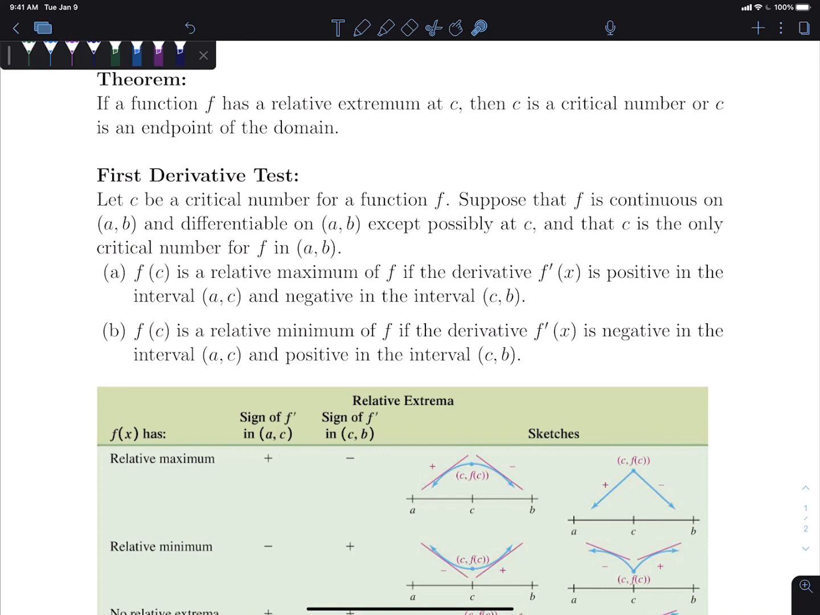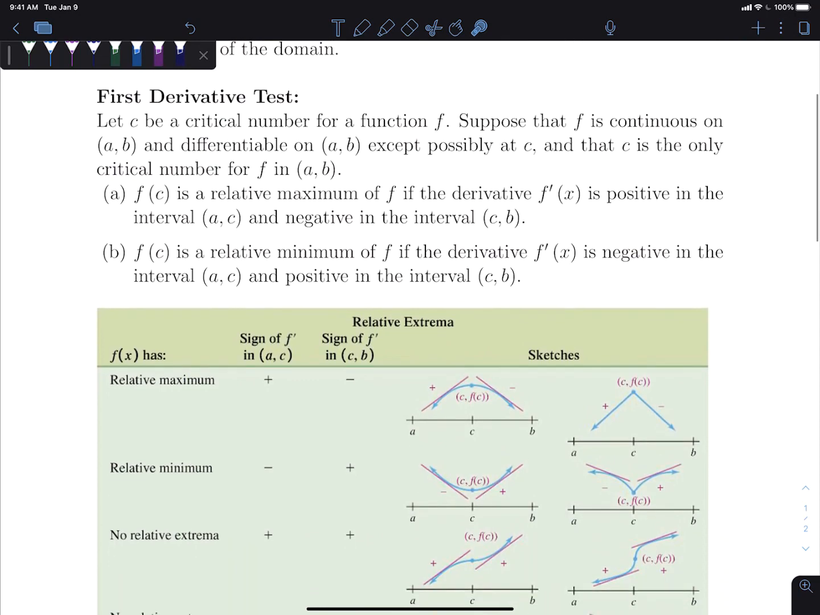So what this means is that when you find critical numbers, they may or may not be relative maxima or minima. The question is how do we know? Well, that comes from the first derivative test.